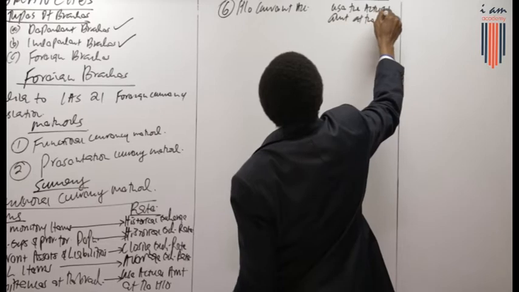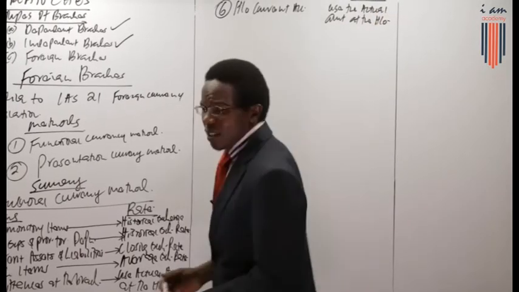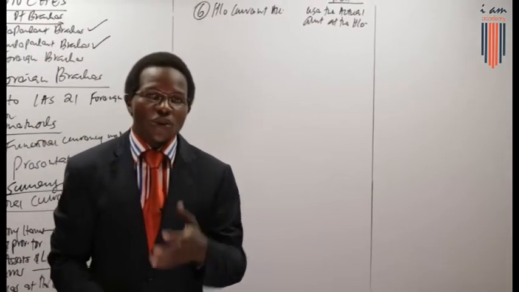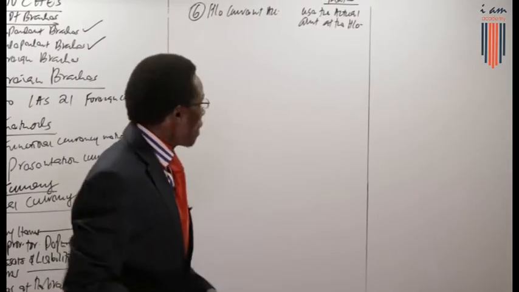at the head office. What does that mean? It means that you ignore the head office current account balance. Instead, you use the branch current account balance.